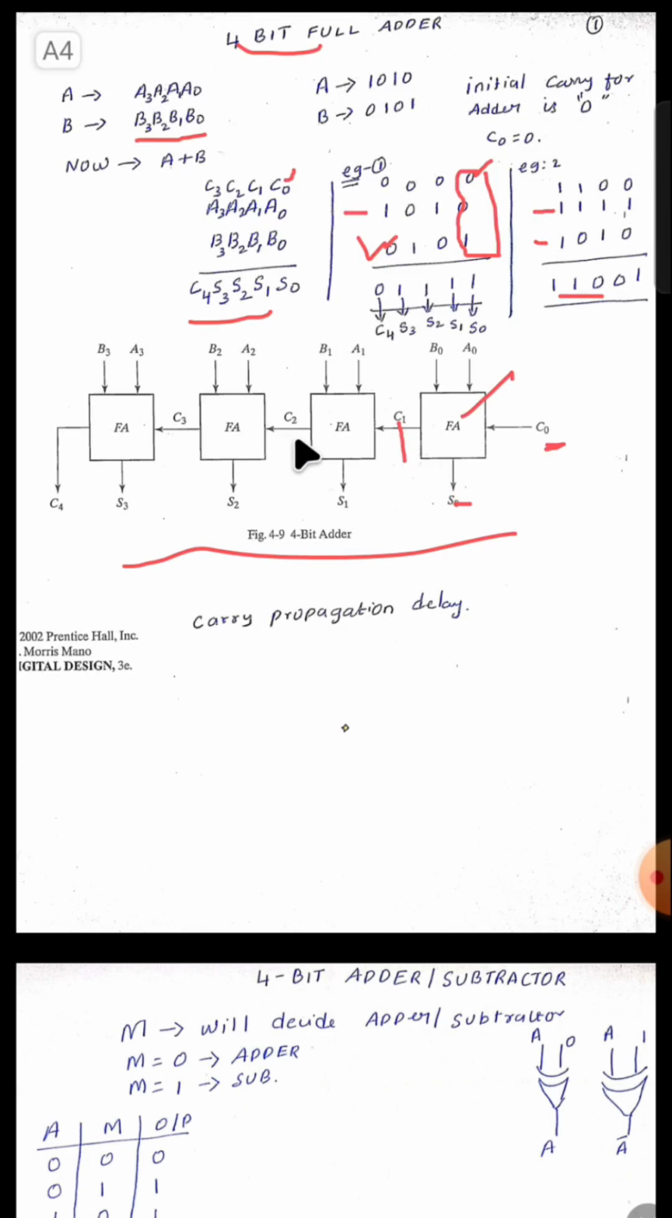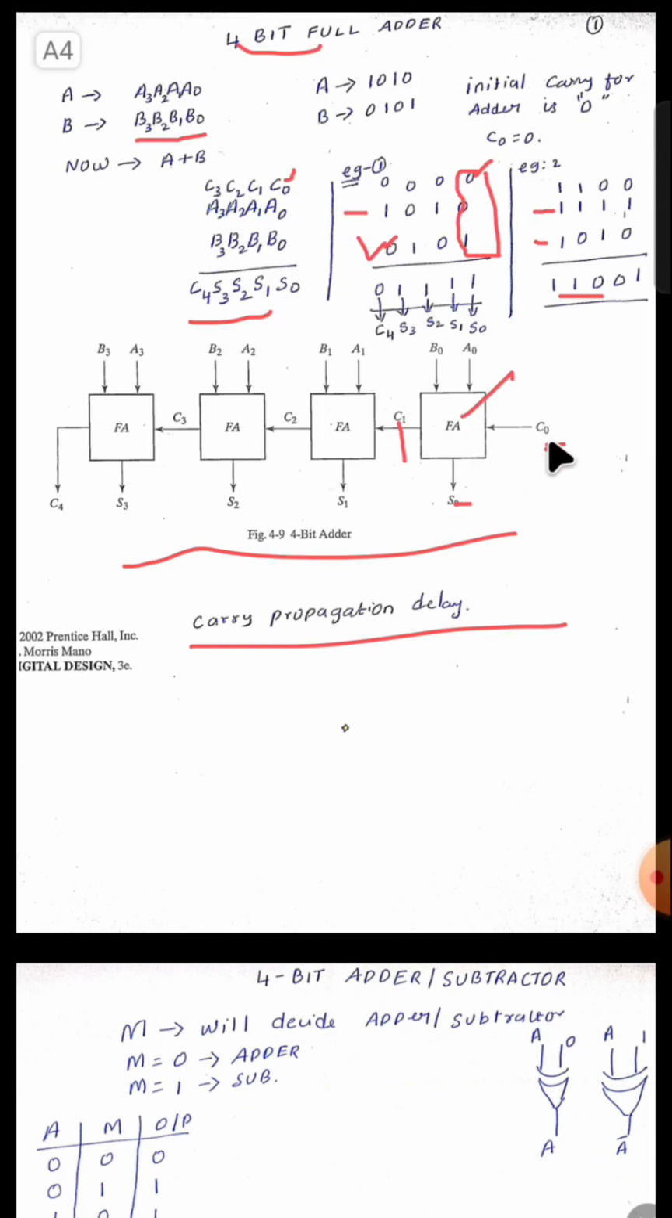Clear? So this C1 will be the input to the next. As usual, what we have seen, this carry is going as input for this one. Similarly, this will be the input for this. This is how the process is going to repeat. Now, I'll tell you what carry propagation delay is. It is a very important concept because if I have 16-bit or 32-bit, what will happen?